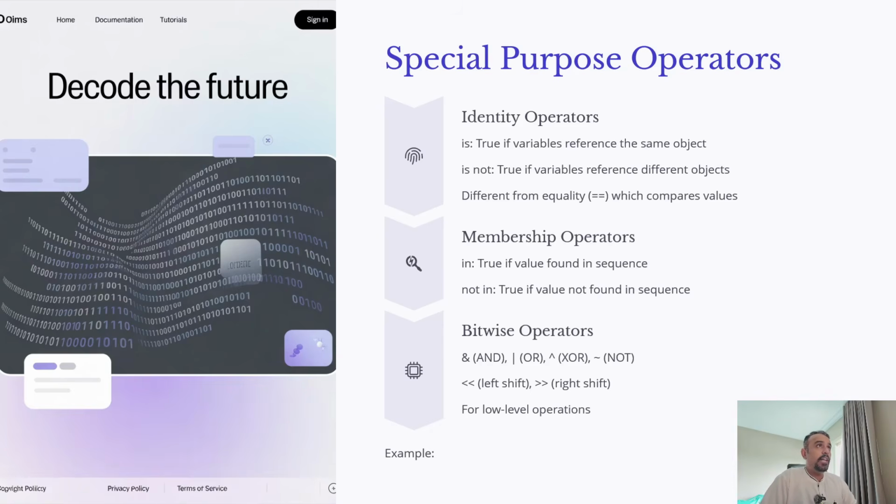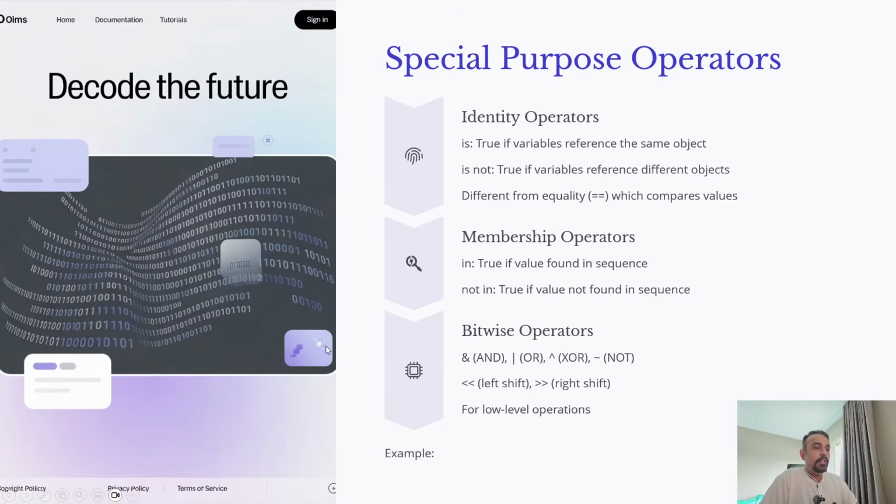So we will start with the first one. The first one is the identity operator, which means checking whether two variables refer to the exact same object in memory by using these two operators, that is "is" and "is not". Membership operators mean checking whether a value exists within a sequence like a list, a string or a set, by using two operators, that is "in" and "not in".